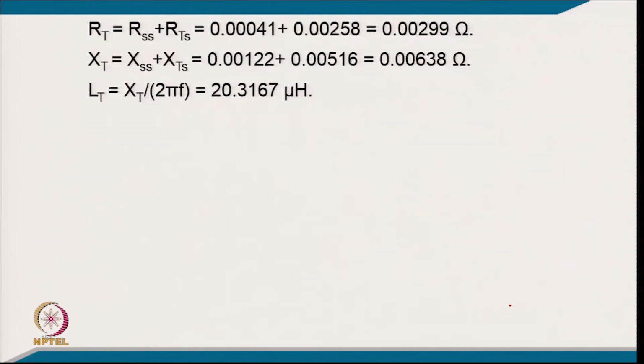The total equivalent circuit parameters of the system shown in the figure are as follows: total resistance on the low voltage side is the supply resistance, then transformer resistance and supply feeder resistance. So it comes total 0.00299 ohm, and total reactance will be your feeder reactance plus the transformer short circuit reactance. So it comes 0.0063 ohm, and from this reactance the inductance L_T will be X_LT upon 2 pi f.